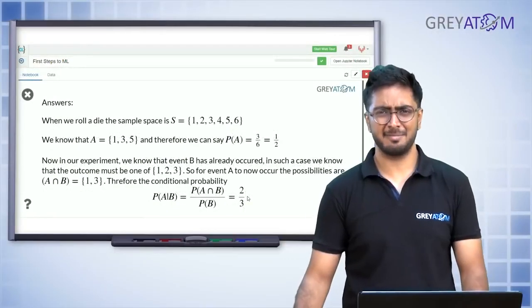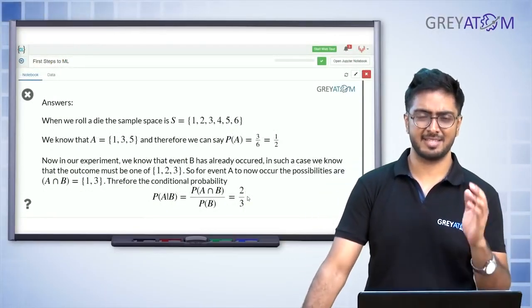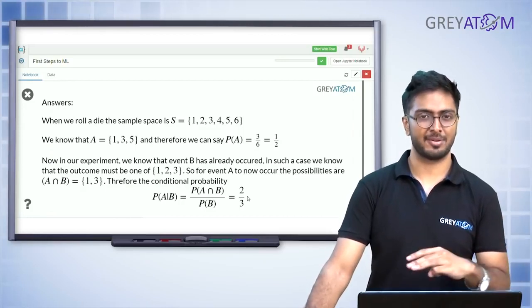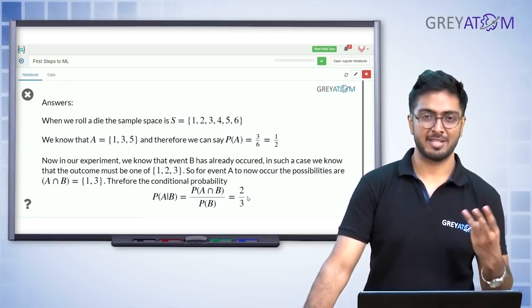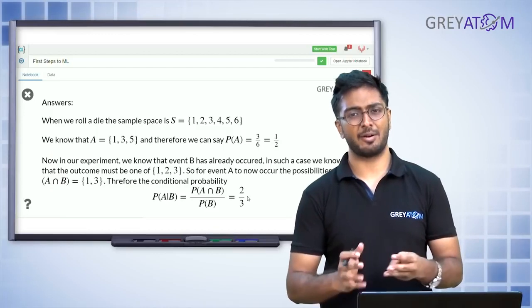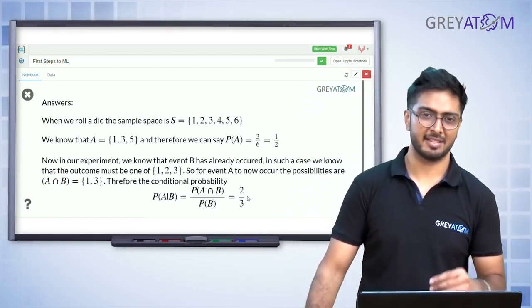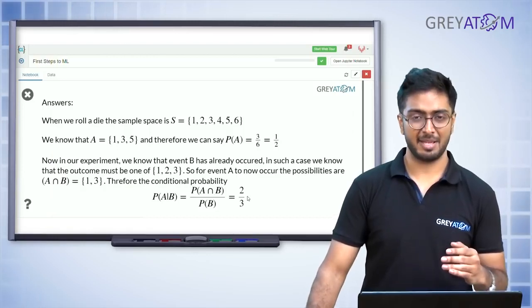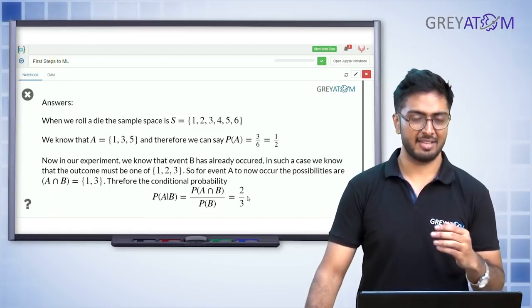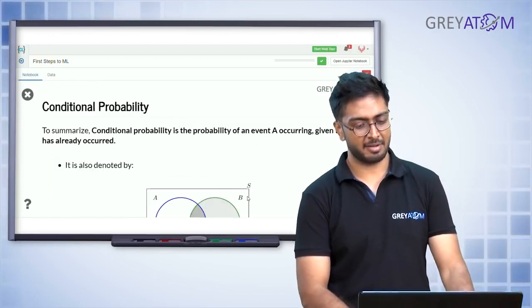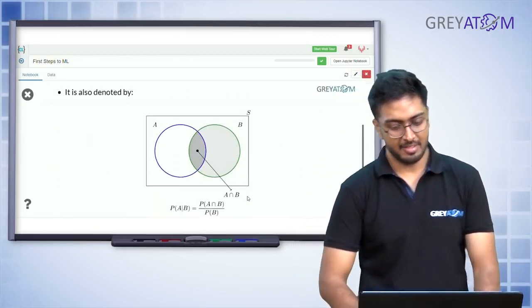That is fairly simple. If I tell you that B has happened, and B just consists of 3 possible outcomes, 1, 2, 3, what is the probability of A? A is that the outcome is an odd number. Out of 1, 2, 3, the outcomes 1 and 3 are favorable. So that makes the probability of A given B as 2 by 3. That's the concept of conditional probability.